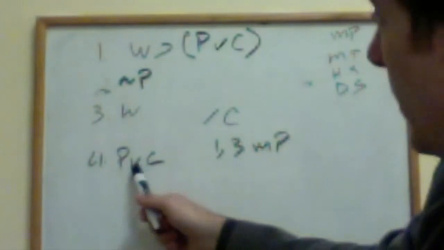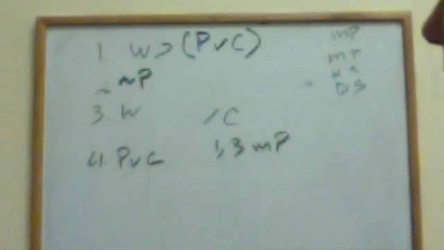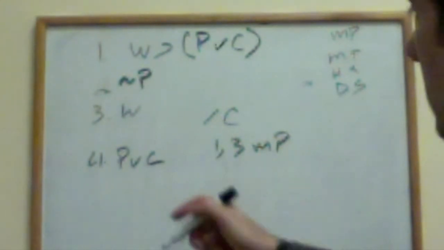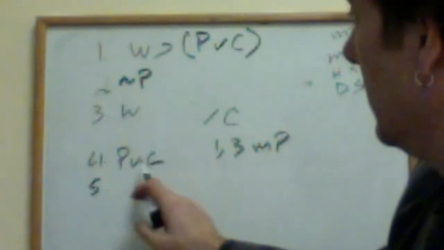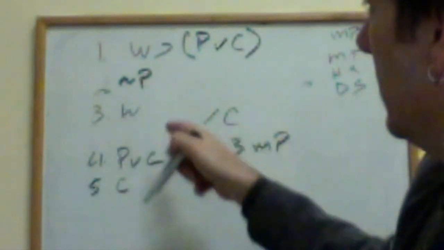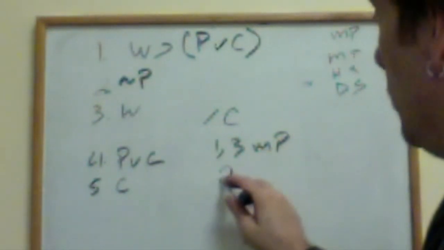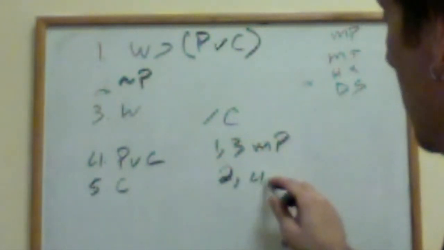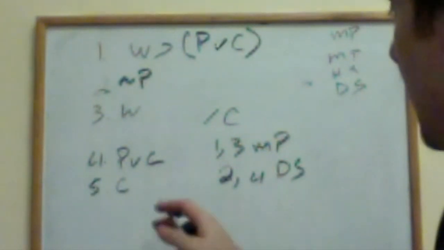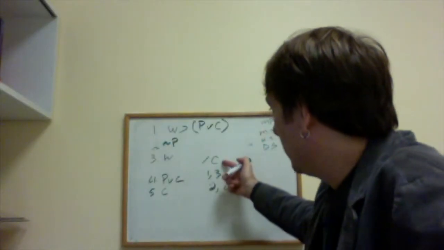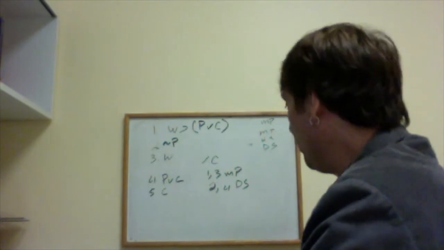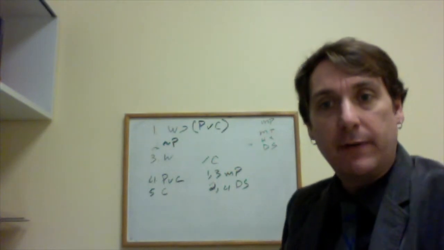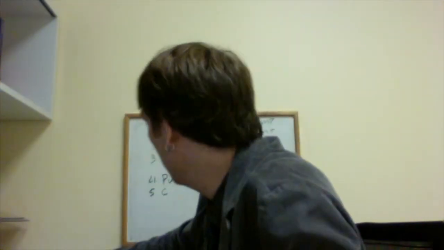So now we have P wedge C here, and line 2 is tilde P, so we can use our disjunctive syllogism rule. Line 5 concludes C, and we did that because lines 2 and 4 are disjunctive syllogism. And now we're done because we've derived the conclusion, the thing that we wanted to, using the rules. So we've proved that this argument is valid. We've proved that this argument is valid using our 4 rules.